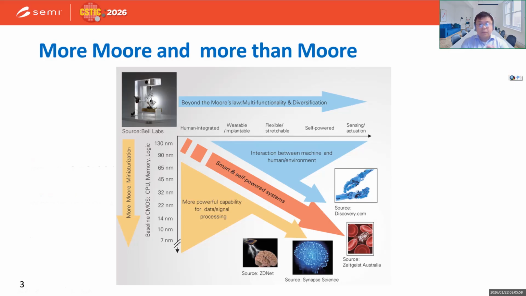As this is a famous conference for integrated circuits, I assume everybody knows Moore's law and its importance. Especially industry people are more focused on miniaturization of Moore's law. But as a researcher in academia with limited resources, what we can do is bring more new ideas, more multifunctionality and diversity to this community. Therefore, my research is focused more on the More than Moore domain.